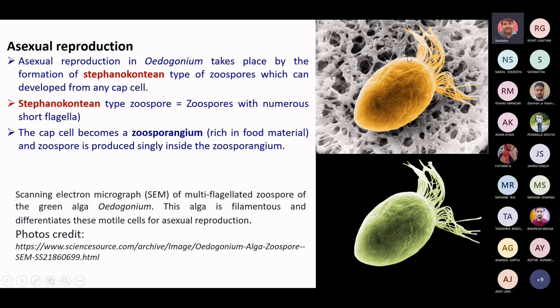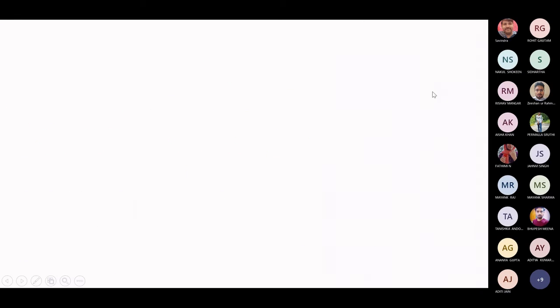So earlier, when it was inside, it was a rounded structure, and the nucleus will move towards this side, and on this portion there is the appearance of blepharoplasts, and those granules will give rise to these multiple flagella.